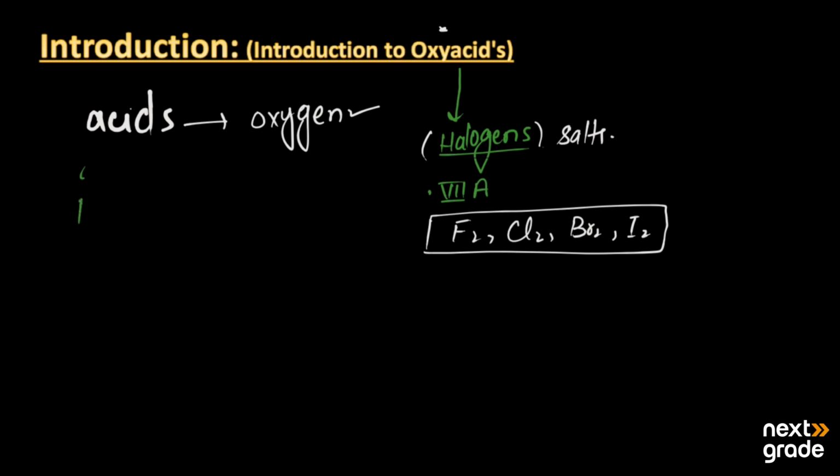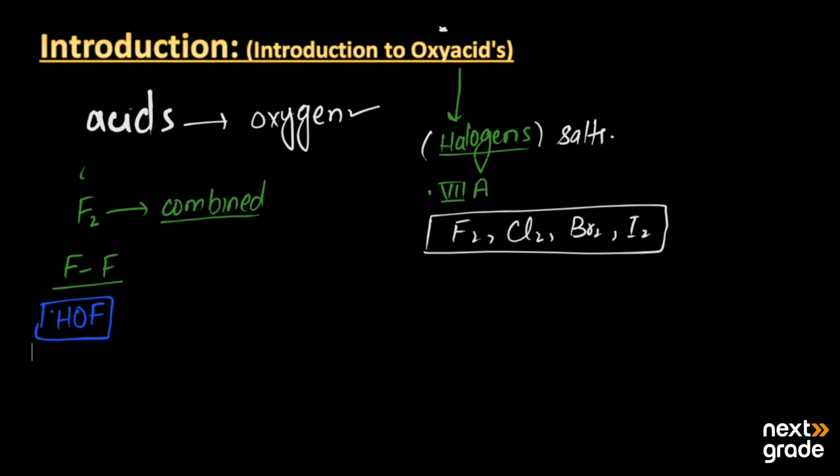When we talk about fluorine in the combined state, that is, with fluorine atoms present, one of the acids is HOF. This is the compound of fluorine which is prepared by different methods, and it has been prepared recently, but it is highly unstable. Now, why is this compound very unstable?